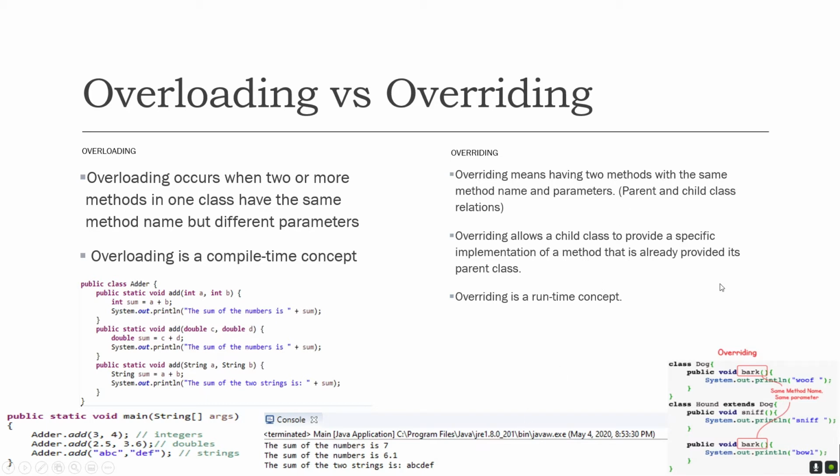Overriding means having two methods with the same method name and parameters in parent-child class relations. So over here, parent void mark, but overriding allows a child class to provide a specific implementation of a method that's already provided in its parent class.